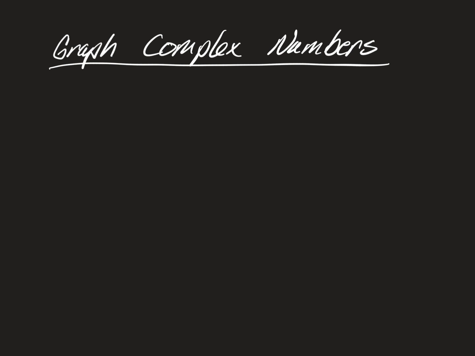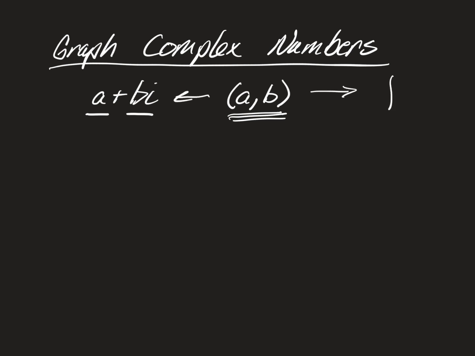A complex number is written in the form a plus bi. It's a two-part number. The a and the b are both real numbers. So what we do is we make that a and b an ordered pair like this. Now this ordered pair represents not only an ordered pair in a graph, but it represents a complex number, okay?